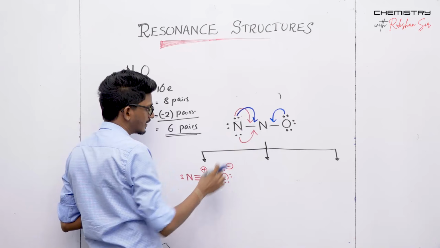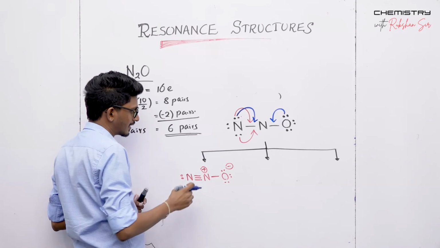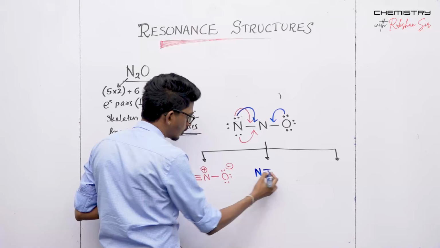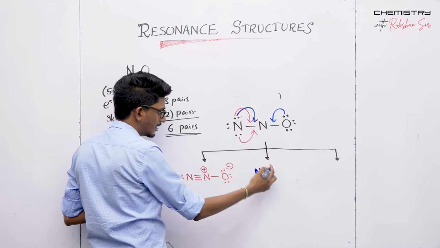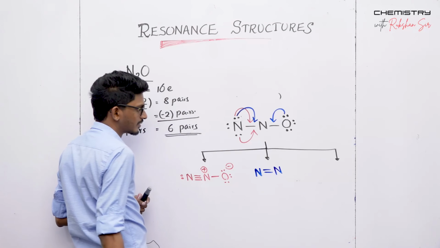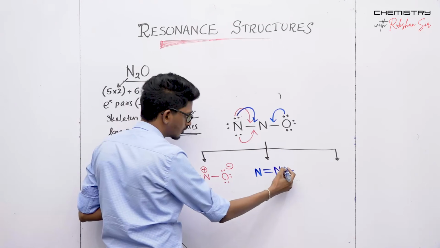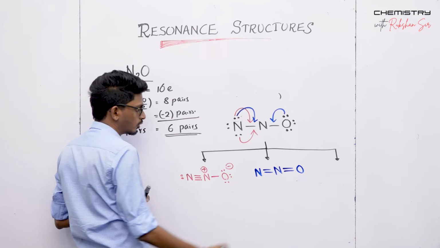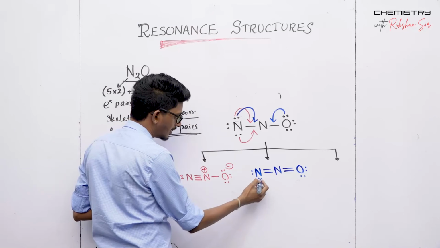There is another way of fulfilling the octet of this nitrogen. If you do it like that, you will come up with a structure like this. Already one pair was there and another pair was given by the oxygen. So 2 bonds are there between the nitrogen and oxygen. Two pairs are remaining like this, and for this one also 2 pairs are remaining.